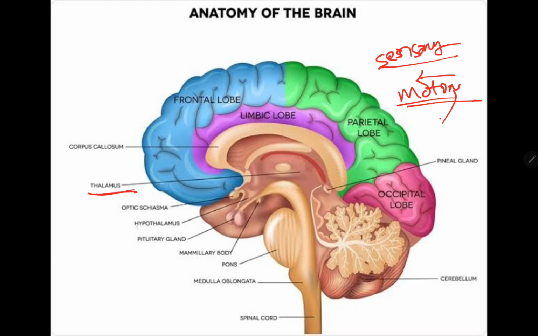Next is the last part of the forebrain, the hypothalamus. The hypothalamus is also small but it is an essential part of the brain. It is located below the thalamus. Here is the thalamus and just below it the hypothalamus. It is considered the primary region of the brain. Why? Actually, due to its function.